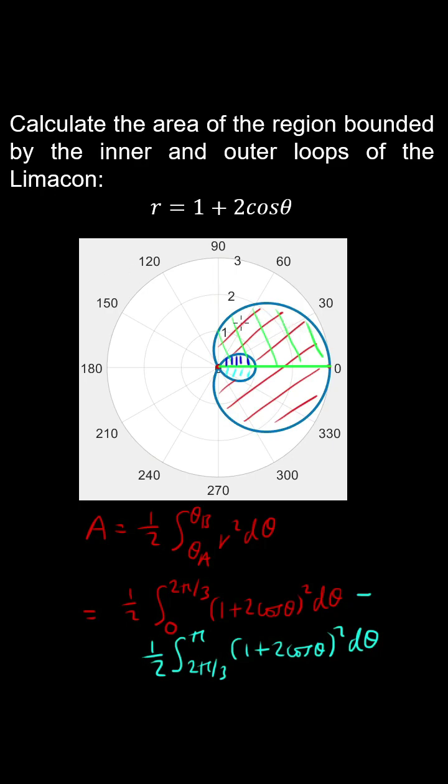So what we've effectively done is obtain the area of this top half of the curve between the outer and inner loops of the limacon, and if we multiply this result by 2, that's going to give us the area of the entire limacon between the outer and inner loops. If this is not clear, post your questions in the comments.